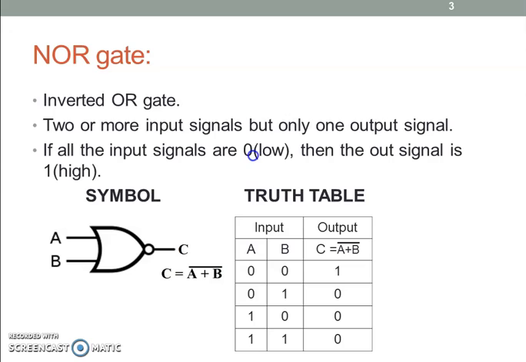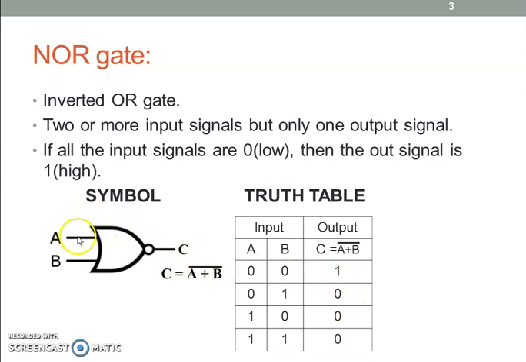It is also called the inverted OR gate, meaning the complement of the OR gate. The NOR gate receives two or more input signals and produces only one output signal. If both the inputs are low, in that case the output is high. Consider an example. A and B are the two inputs for the NOR gate. A and B are 0 here, meaning low. In that case the output is high, meaning 1. Otherwise the output is low in the case of the NOR gate.